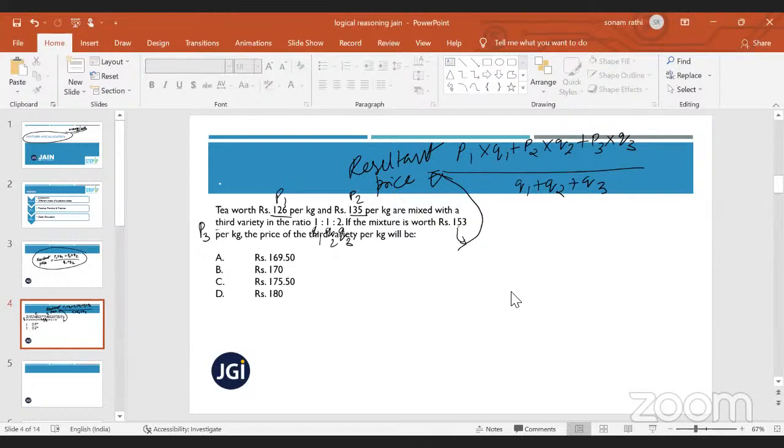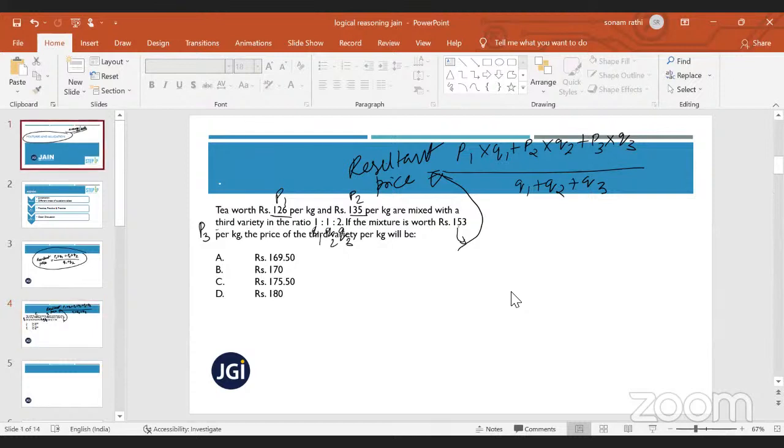Shivra, you were there in yesterday's class? Yes or no? Were you there in yesterday's class? Those who have attended yesterday's class will get it. This is nothing but weighted average. Instead of weighted average, we are finding prices. The same formula, there's no difference in it. Exactly the same formula you have to use in the case of mixtures.